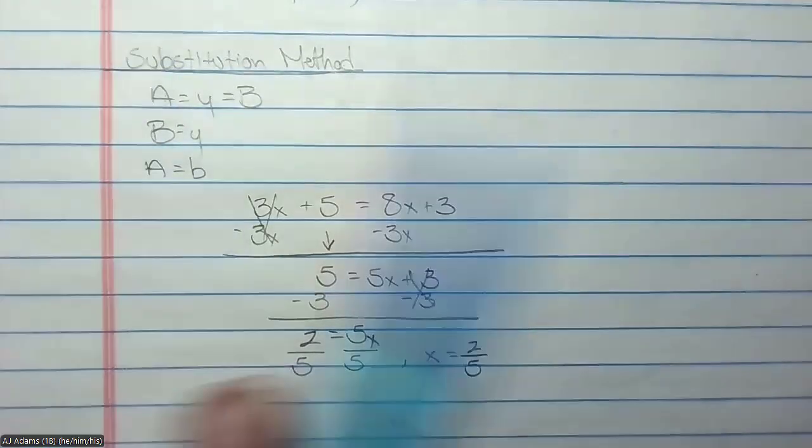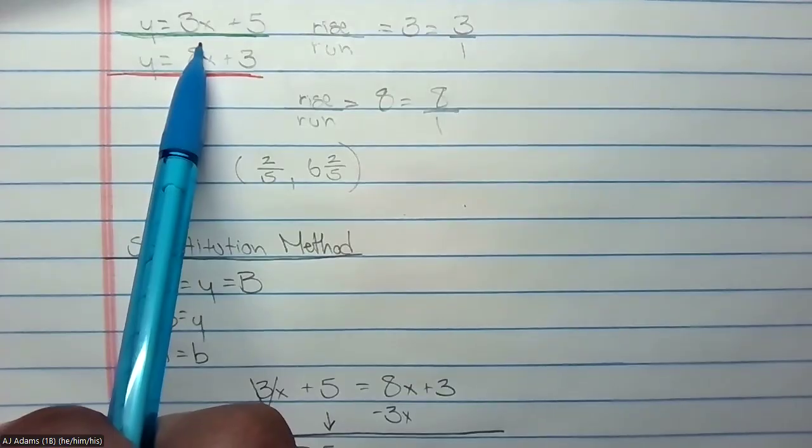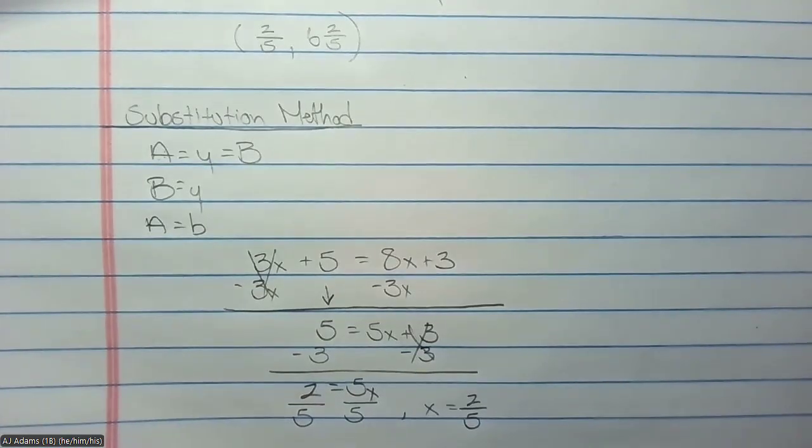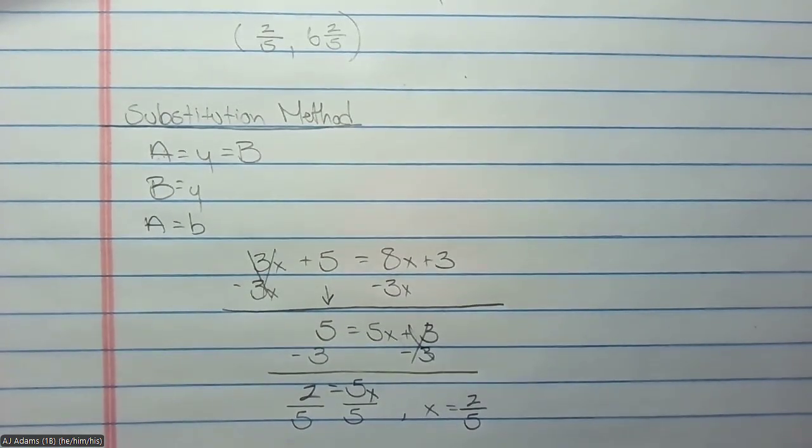So we will rewrite the first equation. Let's go with y equals 3x plus 5. So y equals 3x, that's 2/5.